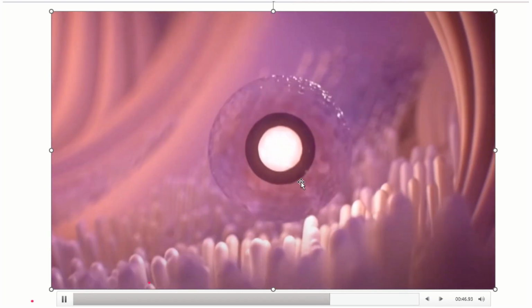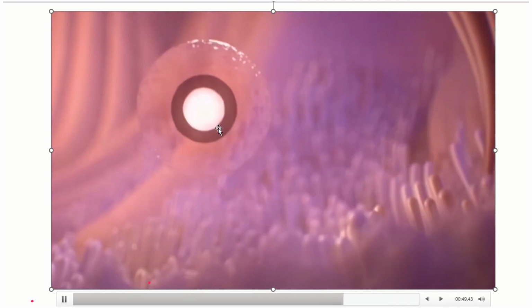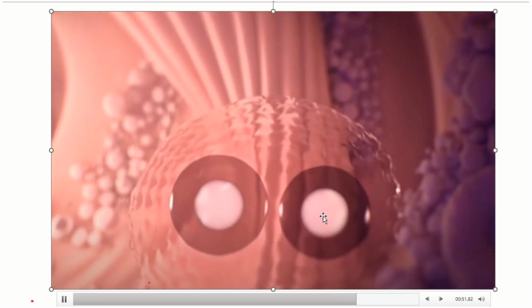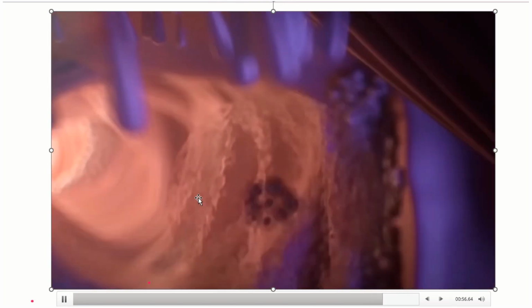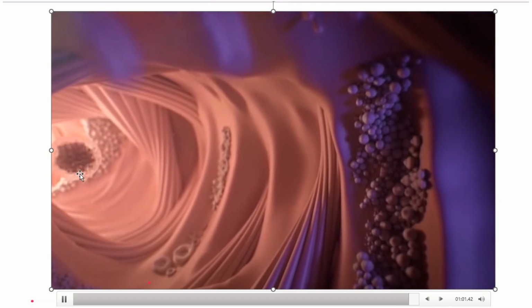It's ready to divide now. It divides into 2, then into 4, then 8, then 16, and now it forms the blastula, and it is moving towards the uterus. The fertilization takes place in the fallopian tube only. When the egg comes from the ovary and is moving towards the uterus, at that time in the fallopian tube, the fertilization takes place.